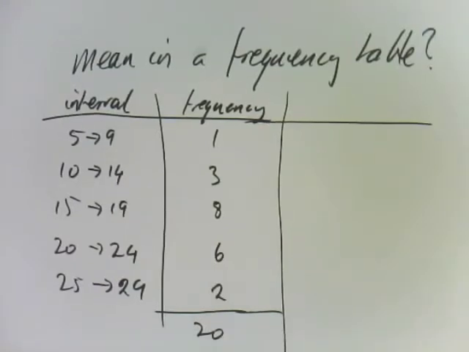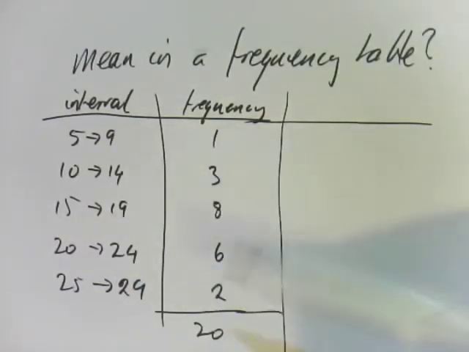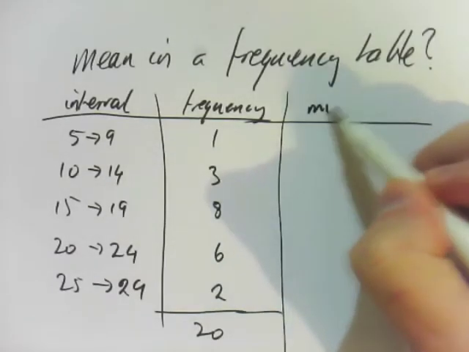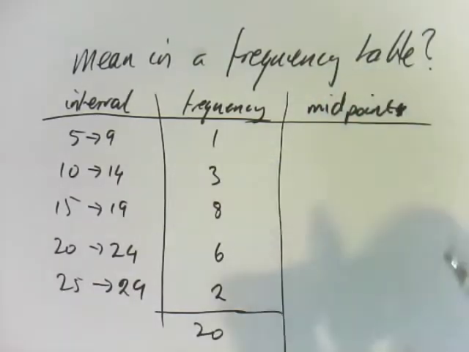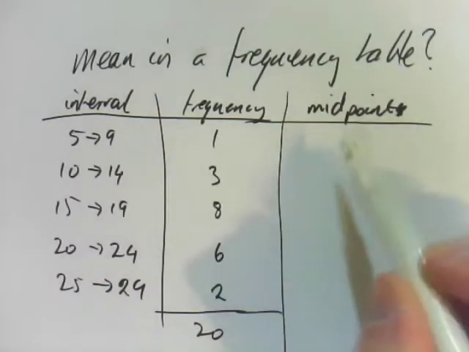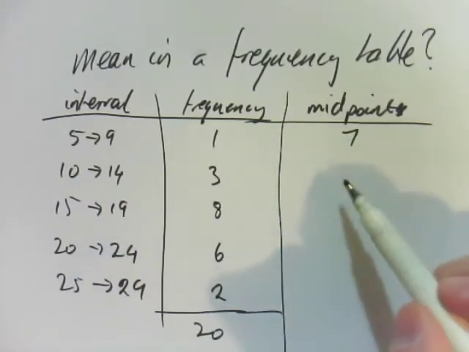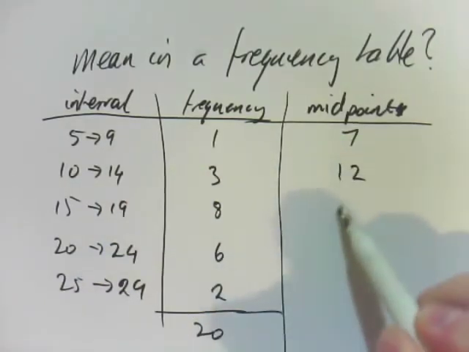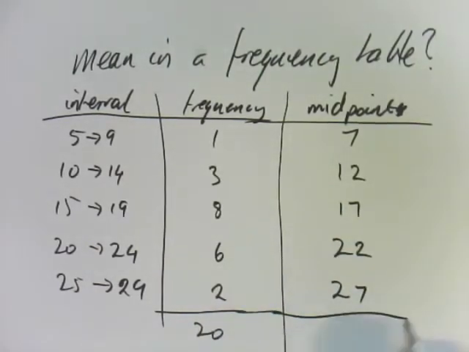But what if you need to work out the mean from a frequency table like the one I've got on the page here? A frequency table is quite simply going to have intervals and how often they appear. If you need to work out the mean from this, you need to add another column and find the midpoint of each of those. So the middle of 5 to 9 is 7. The middle of 10 to 14 is 12, 17, 22, 27.